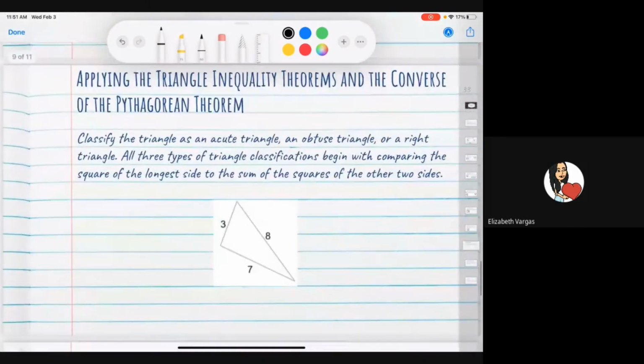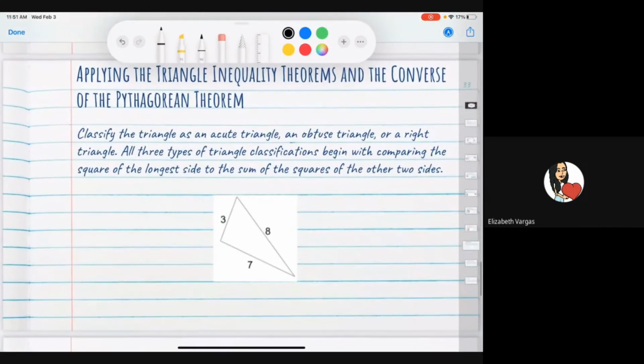No? Okay. So now we're going to see an example problem. This says, applying the triangle inequality theorems and the converse of the Pythagorean theorem, classify the triangles as an acute triangle, an obtuse triangle, or a right triangle. All three types of triangle classifications begin with comparing the square of the longest side to the sum of the squares of the other sides. So we have this triangle, and we're going to see whether it's acute, obtuse, or right. The way that we do that is we need to identify the largest side, so 8, and then plug it into our original Pythagorean theorem and see if it applies.